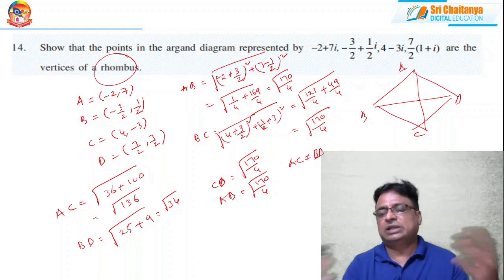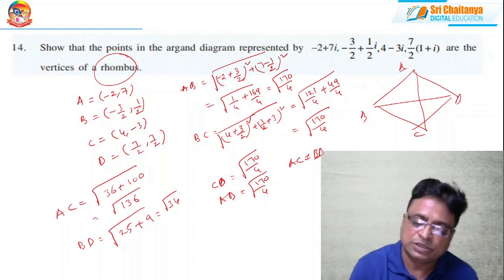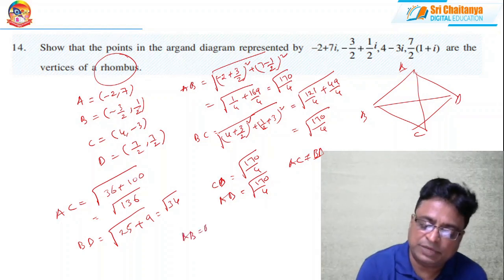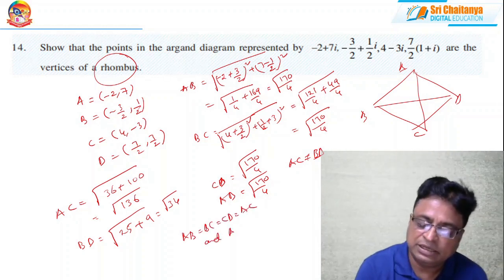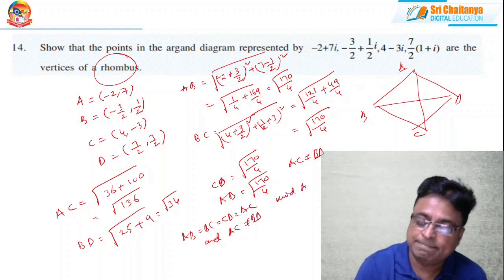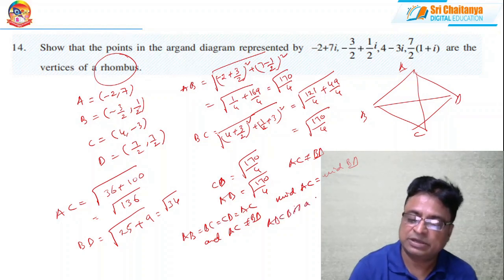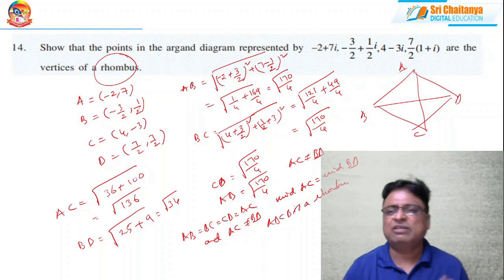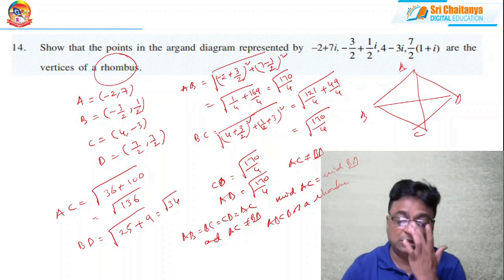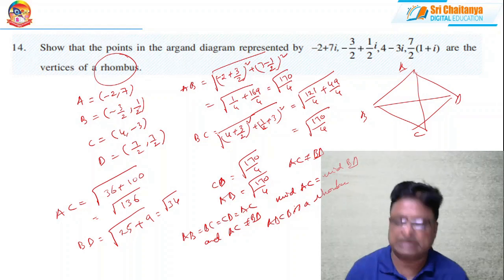If all sides are equal and the lengths of the diagonals are not equal, obviously the figure is what? A rhombus. So if AB equals BC equals CD equals AD and AC not equal to BD, of course the midpoint of AC equals the midpoint of BD, that is a different story. Then the figure ABCD is a rhombus. So these are all the elementary issues that one can solve in two-dimensional geometry. The same things we are solving in complex numbers.